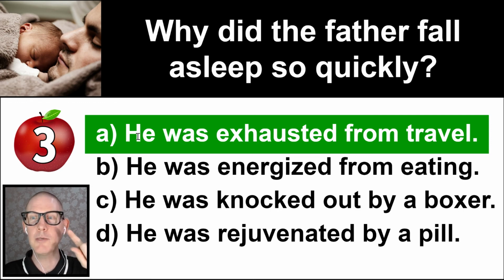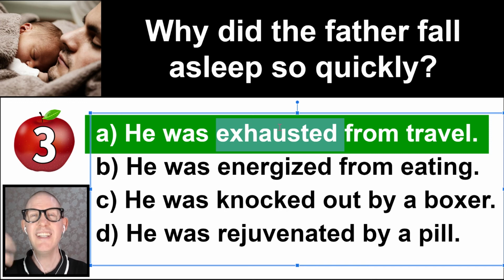And I love talking about the wrong answers as well, because sometimes teachers only tell you the right answer, and then they move forward, right? And then you're like, but what did the other answer mean? I know it was wrong, but what was the word? What did it mean? So I will not leave you hanging. Here we go. So A is the right answer. He was exhausted. He was really tired from travel. Okay?